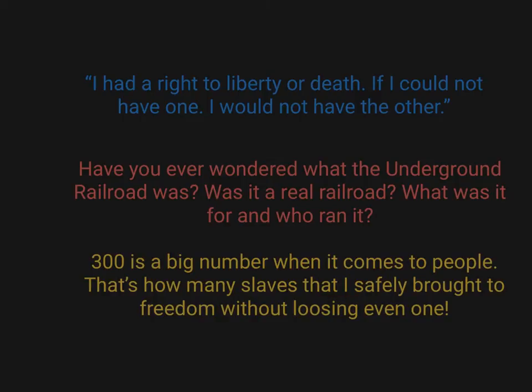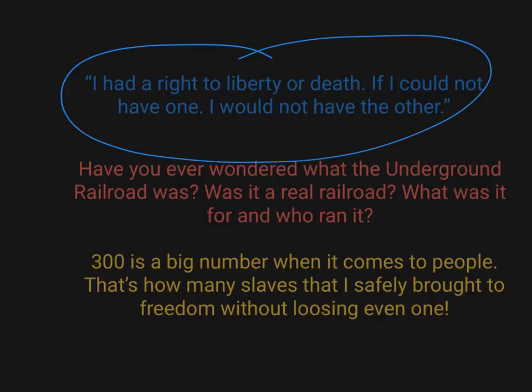Now that you have your 3 hooks, you have to choose your favorite. Looking at the 3 that you have written down, I'd like you to circle the one that you like the best. I'm going to circle my quote. And that's the one I like the best. It's something that she actually said, and it really represents what she believes about liberty and how important it is to her, even more important than life. If she can't have liberty, she'd rather be dead. That's a pretty powerful statement.